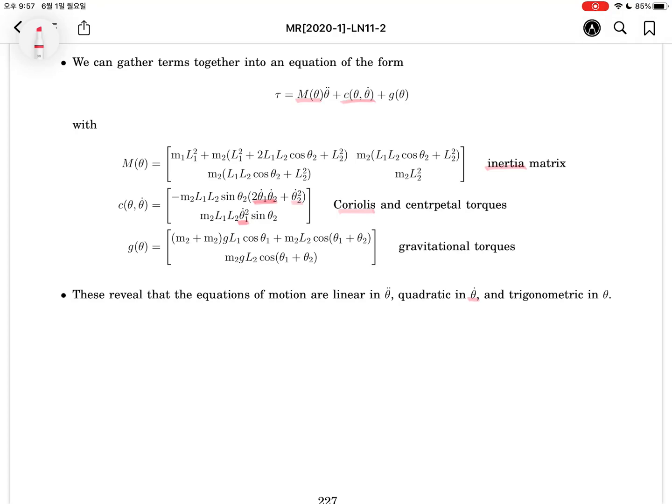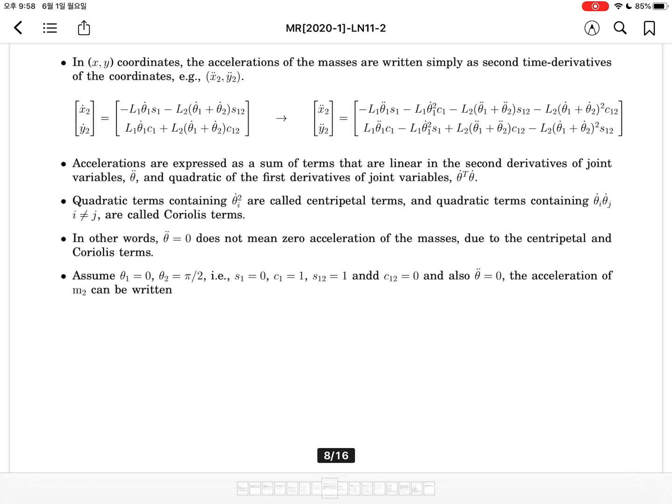On the other hand, without any derivative, we just get some torque described using the cosine and sine, like this. So this equation, this G, is called the gravitational torque. This equation reveals that the equations of motion are linear in theta 2 dot, quadratic in theta dot, and trigonometric in theta. All kinds of equations of motion follow this rule.